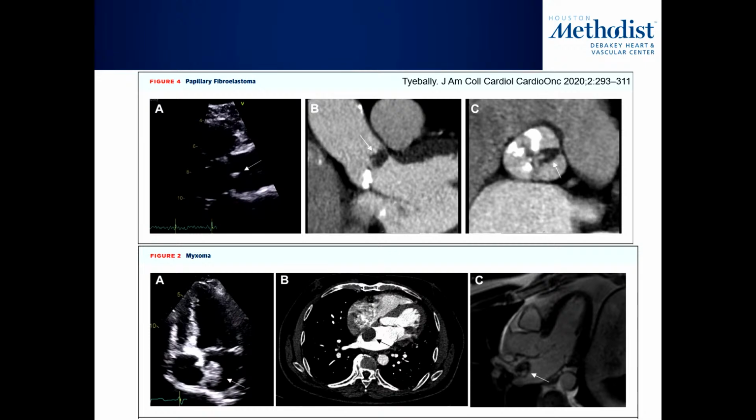And then in the bottom set of images, the characteristic images we know here of a pedunculated mass attached to the left intraatrial septum here, and on CMR, a little bit of contrast uptake, very, very kind of pathognomonic for a myxoma.